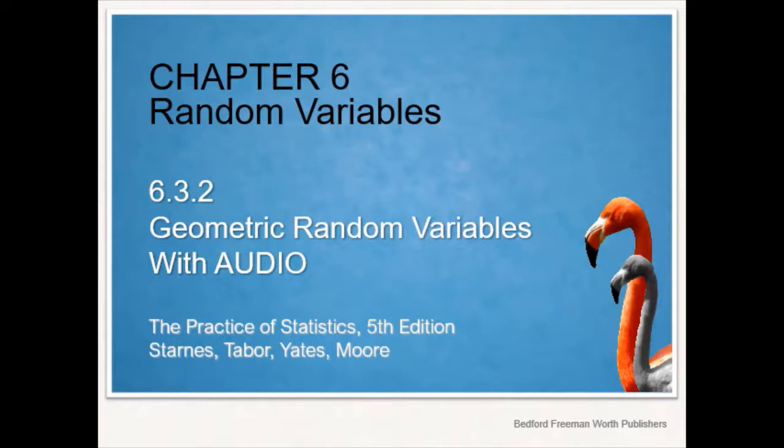So the random variable isn't how many baskets we make, but on which try we first achieve success. So on which trial number do we make a basket? All right, and so that's the value the random variable takes on in these cases.